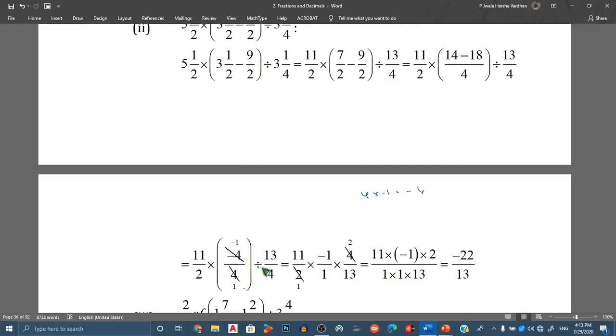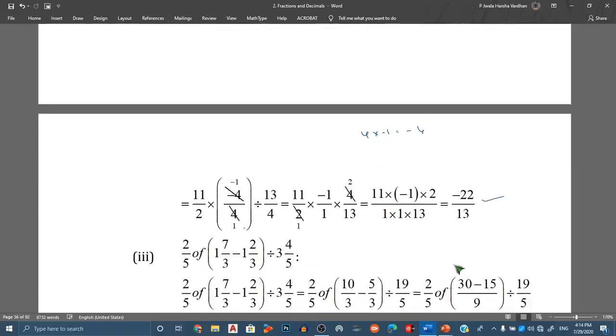convert this division into multiplication form. You can convert these two fractions into multiplication by taking division as into, and taking the reciprocal of 13 by 4 as 4 by 13. Observe here, now you can cancel 2 and 4 with the 2 table: 2 1s, 2 2s. Now there are no common factors, so multiply 11 into minus 1 into 2, divided by 1 into 1 into 13. It is minus 22 by 13. Okay, like that you can do this.